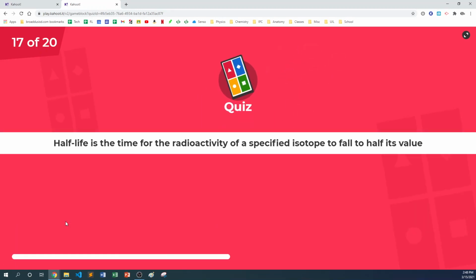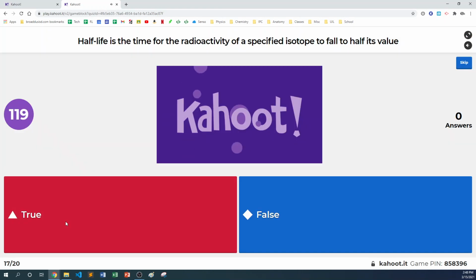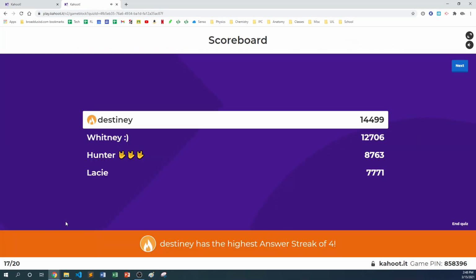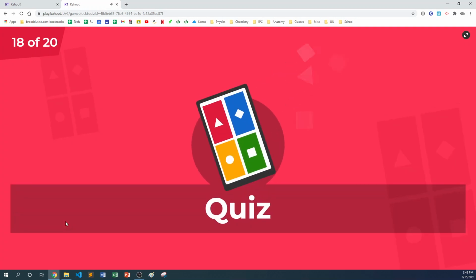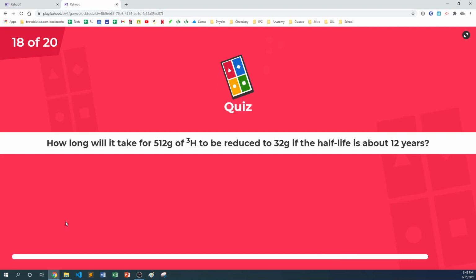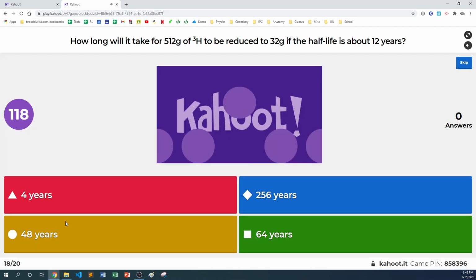Half-life is the time for the radioactivity of a specified isotope to fall to half its value. That's the definition of half-life. How long will it take 512 grams of tritium to reduce to 38 grams if the half-life is 12 years?